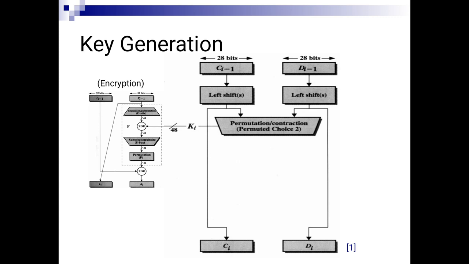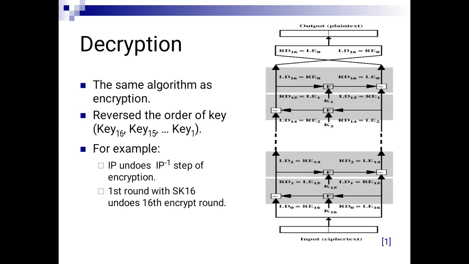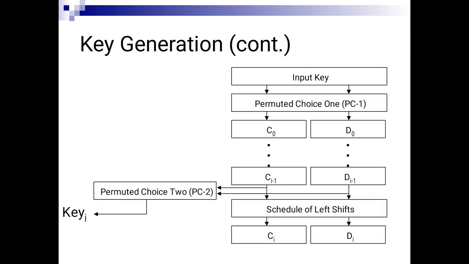Matrices PC1 and PC2 are given by the standard DES. The parity check bits, that is 8, 16, 24, 32, 40, 48 and 56, are not chosen, they do not appear in PC1, and PC2 selects a 48-bit subkey for each round from the 56-bit key schedule state.